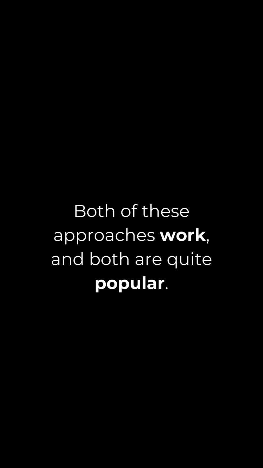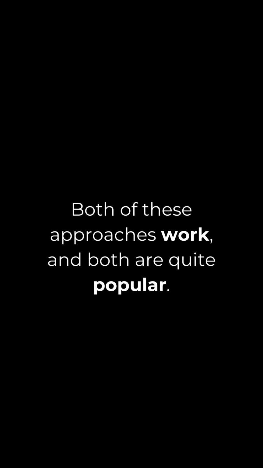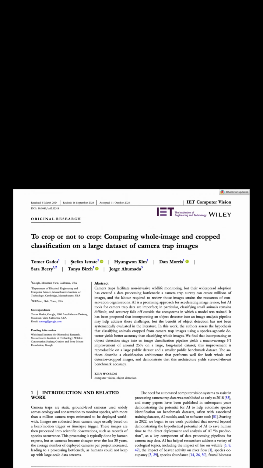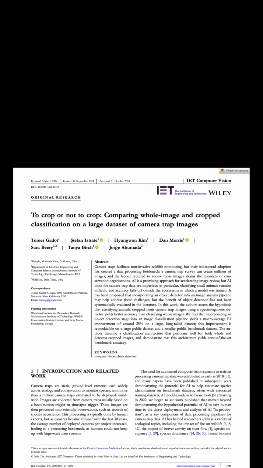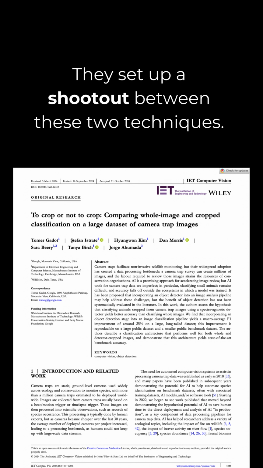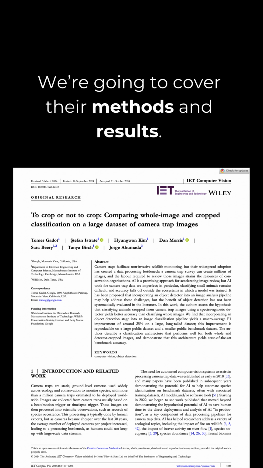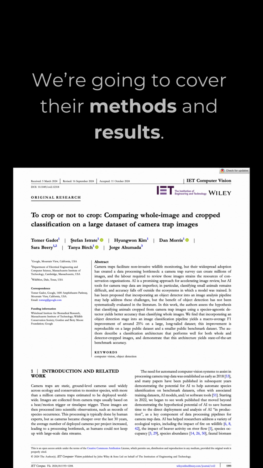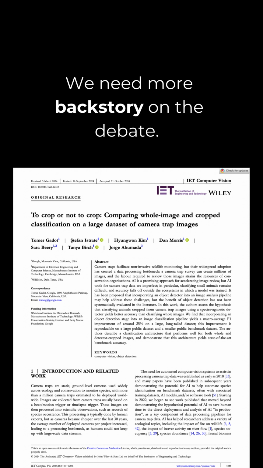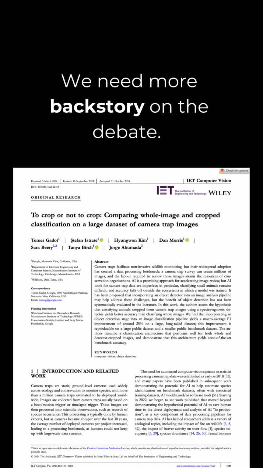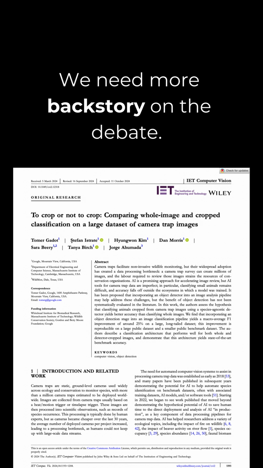Both of these approaches work and both are quite popular, but the ML community has been split over which option is better. Today's paper is from a research team at Google, and they're trying to put an end to that debate. They set up a shootout between these two types of techniques and tried to determine a winner. We're going to cover how they ran their experiment and of course the results that they obtained, but first we need a bit more backstory on the debate happening here. Why does each camp on either side of this debate claim that their technique is better than the other one?